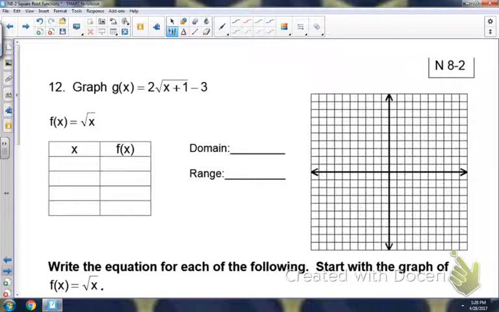Alright, let's look at 12. Filling in our parent function chart, 0, 0, 1, 1, 4, 2, and 9, 3. Okay, so notice the 2 in front will be a stretch by 2. X plus 1 under the square root is going to be going to the left. And then the minus 3 will be going down.